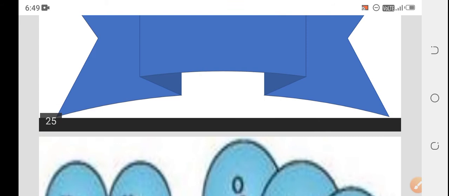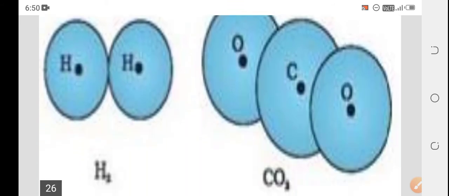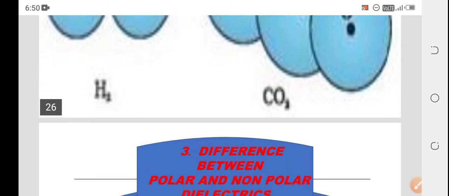Let's see what the examples are. The examples are H2, O2, N2, and CO2. CO is a polar dielectric, CO2 is a non-polar dielectric. So these are the examples of the non-polar dielectric materials.